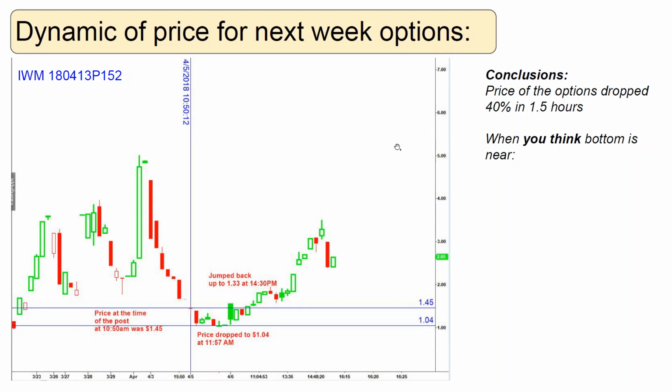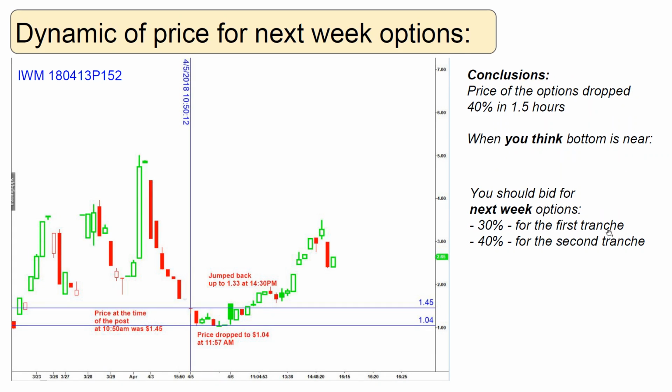The shorter the duration of the option, the more volatile it is. So basically, if I showed you another option with the same strike of 152 but an expiration of April 20th, I would say that it normally lost around 30% of the price, maybe 25%. So you should always adjust to the duration of the option you try to trade.